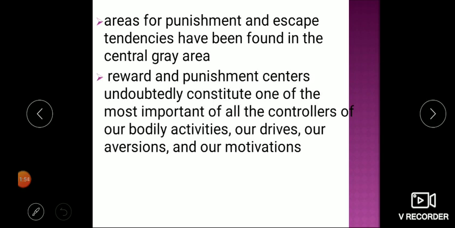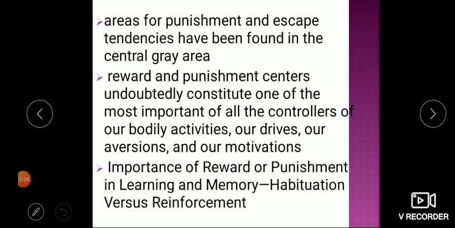Reward and punishment centers undoubtedly constitute one of the most important controllers of our body activities, our drives, our aversion, or our motivation. So this is the importance of reward and punishment in learning and memory.